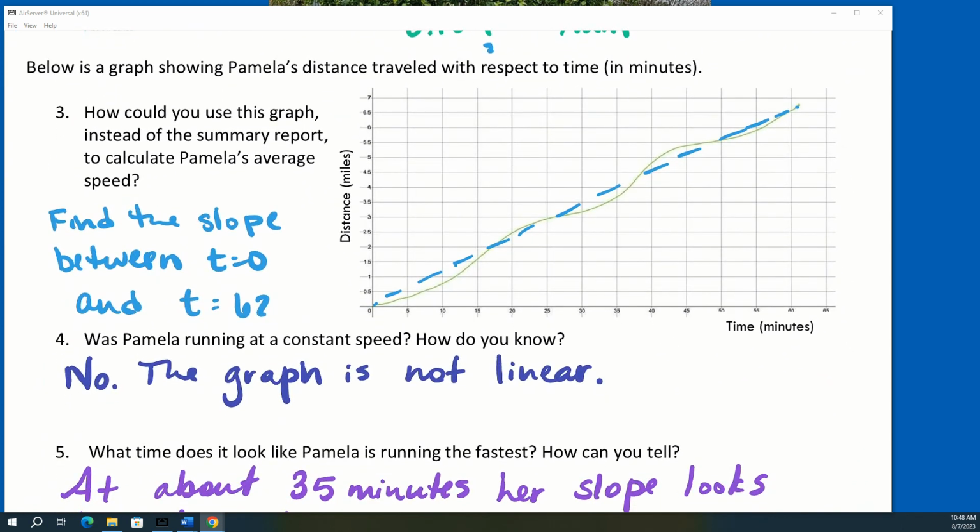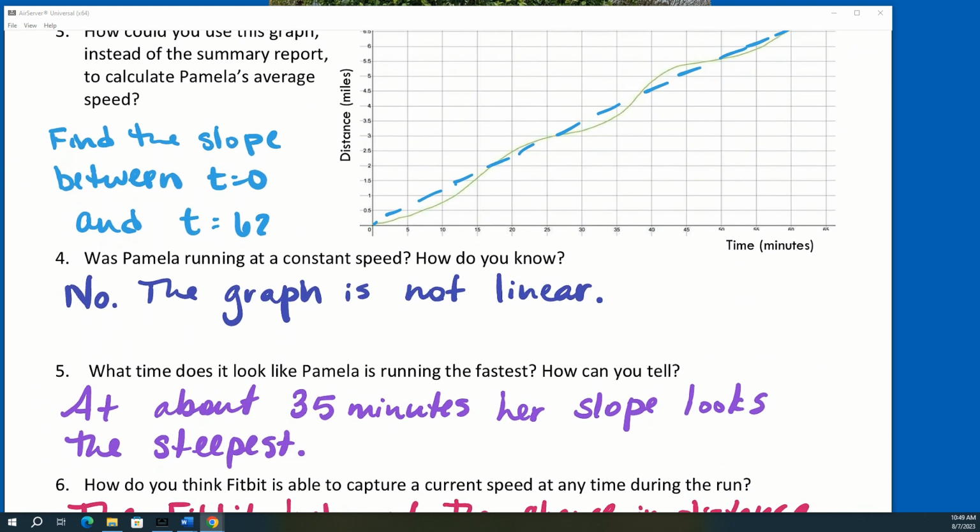All right, and then number three, we have this graph that represents her distance. And the question is, how would you calculate her average speed? And that's just going to be the slope between where t is 0 and where t is 62. So back in Algebra 1, when you first learned about slope, I think your teacher probably told you it is finding the average rate of change. So it's still a slope. Whenever we're finding the average rate of change, you're still finding a slope.